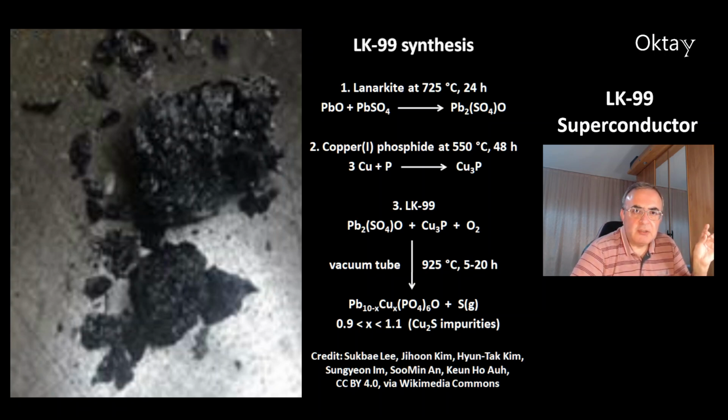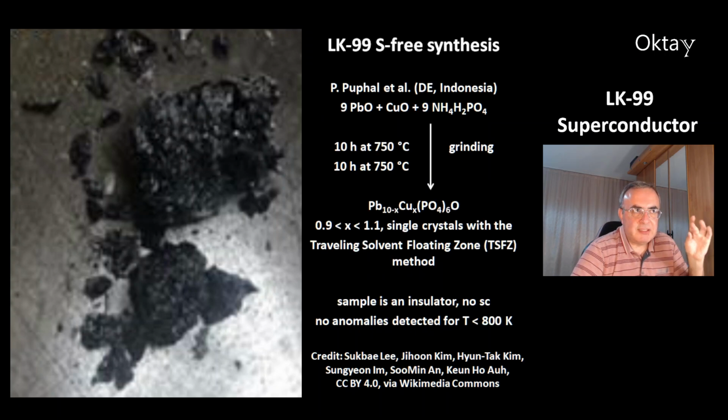However, there were other two papers that described impurities of copper 1 sulfide in the LK-99 samples. So how can you solve this problem? This is how you do it. You find another way to make LK-99 without sulfur. That's the work of Puphal and colleagues from Germany and Indonesia. This is the alternative synthesis from 9 lead oxide plus 1 copper oxide plus 9 ammonium dihydrogen phosphate.